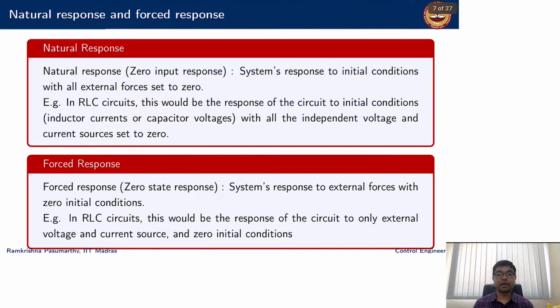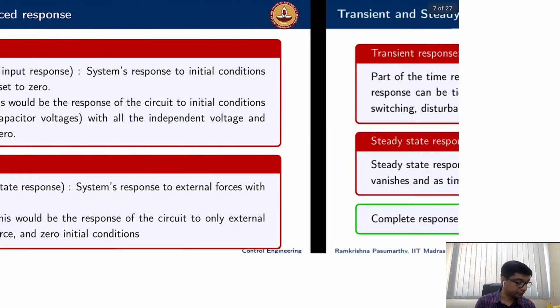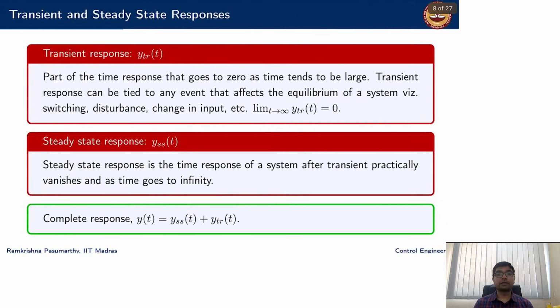Like I take a fan, it's at rest, I switch it on, it gains speed to reach the steady state speed, as we have repeated this example multiple times. So in an RLC circuit, this would be the response of a circuit to only external voltage and current sources. I'm not worried at the moment about initial conditions. We also know about the transient versus the steady state.